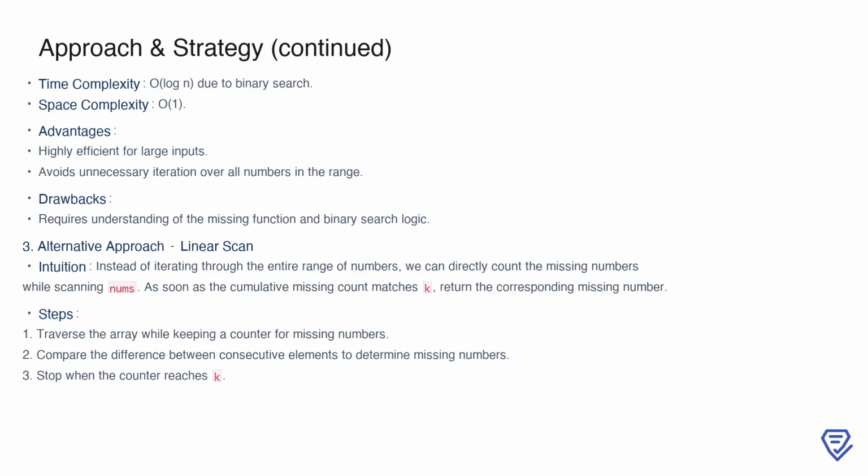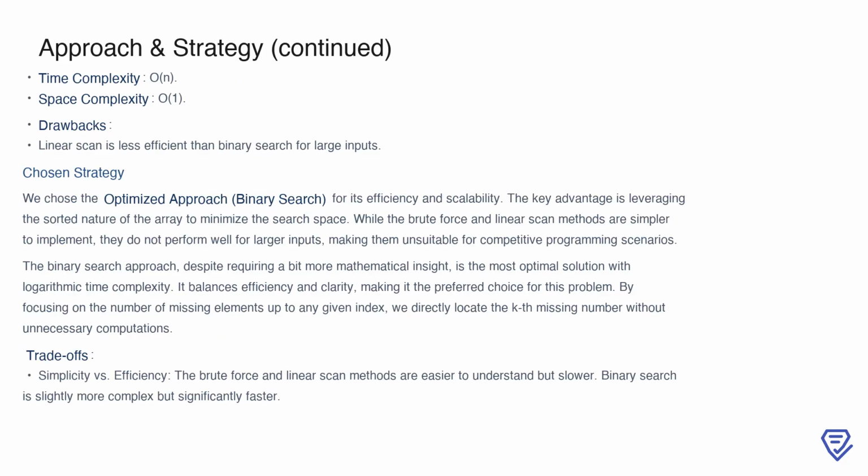Additionally, there is an alternative method using a linear scan. In this approach, instead of iterating through the entire range of numbers, we traverse the array and track the count of missing numbers on the fly. By comparing the difference between consecutive elements, we determine how many numbers are missing and stop as soon as the count matches k. While simpler than binary search, this method is less efficient for larger inputs, as its time complexity is linear, O(n).